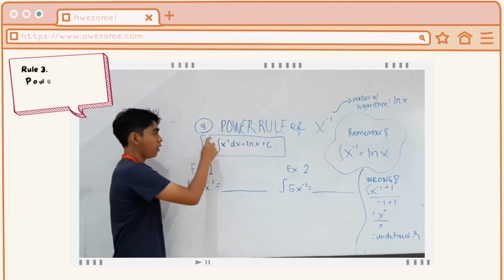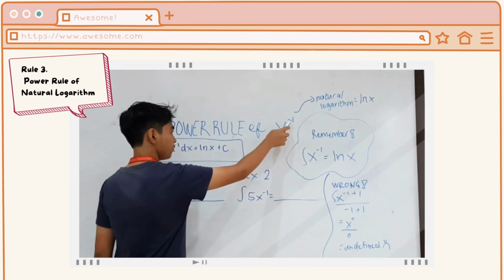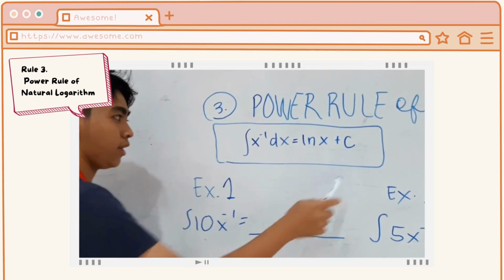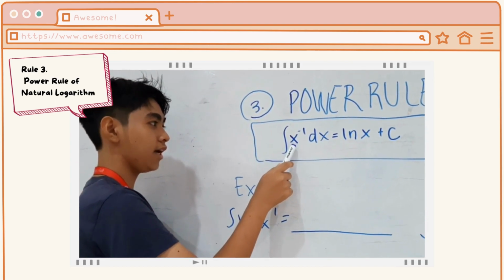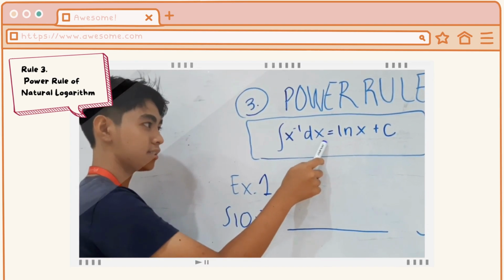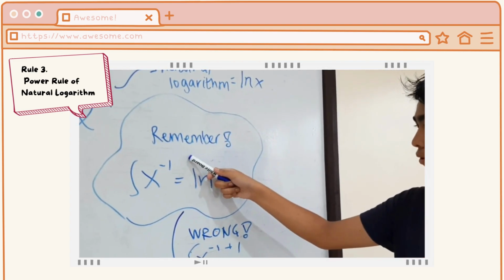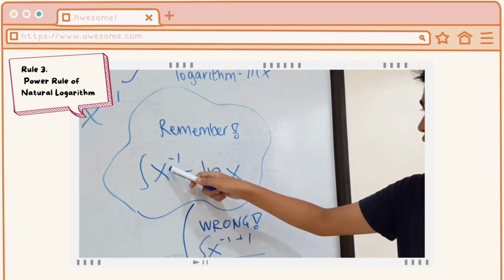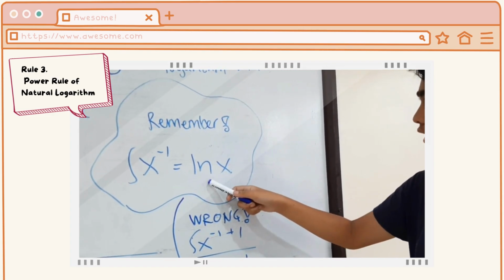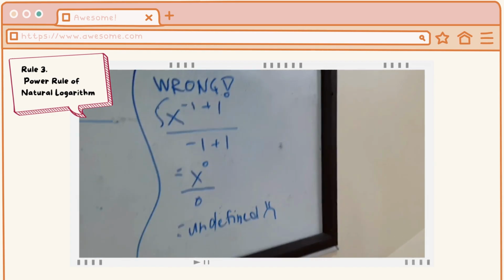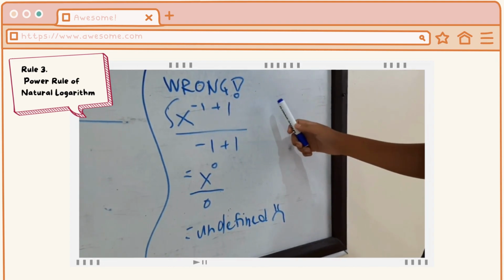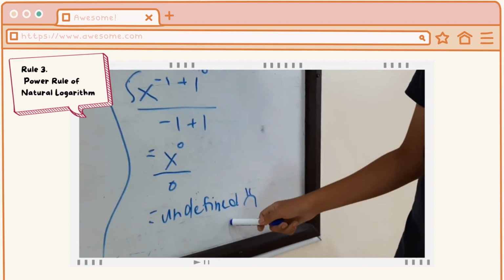The third rule is the power rule of x with the power of negative 1. And here is the formula. The integral of x to the power of negative 1 dx equals ln absolute value of x plus c. Always remember, the integral of x to the negative 1 is equal to ln x, or natural logarithm. Also, if we use the normal power rule, our answers will be undefined.